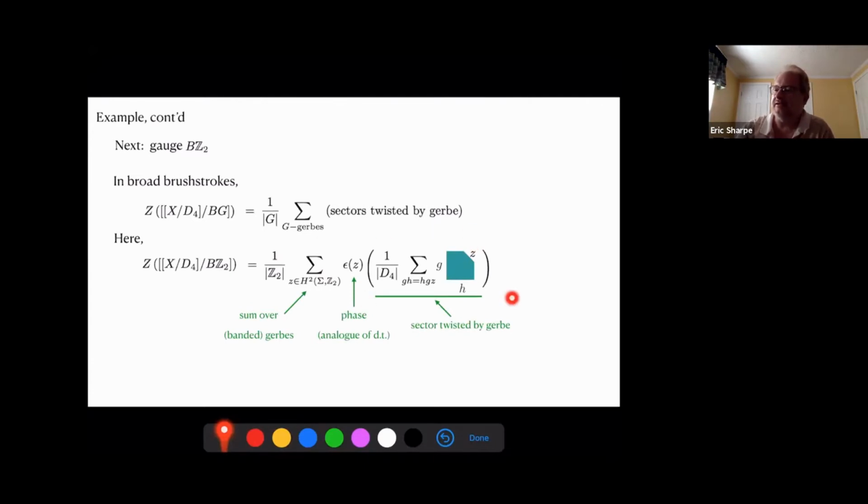Here is the sector twisted by the gerbe. This looks like the partition function of a D4 orbifold, except that the bundles appearing are all bundles that are over a gerbe on T2 rather than over the T2 itself, which means as a practical matter, the G and H only have to commute up to multiplication by Z. And then finally, there's a phase we can add to weight these contributions differently. It's some analog of discrete torsion that arises in this context.